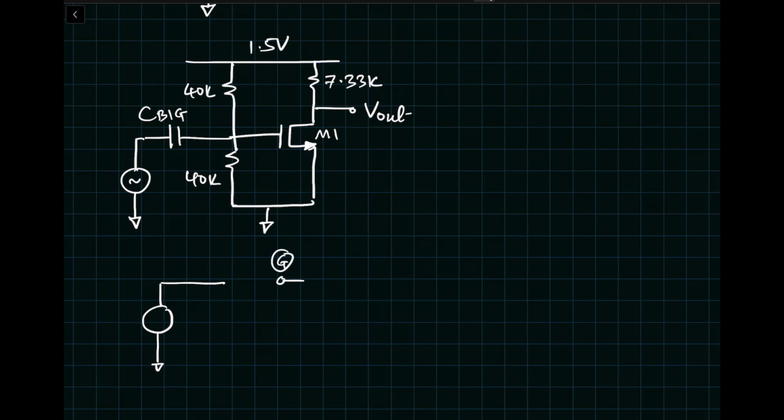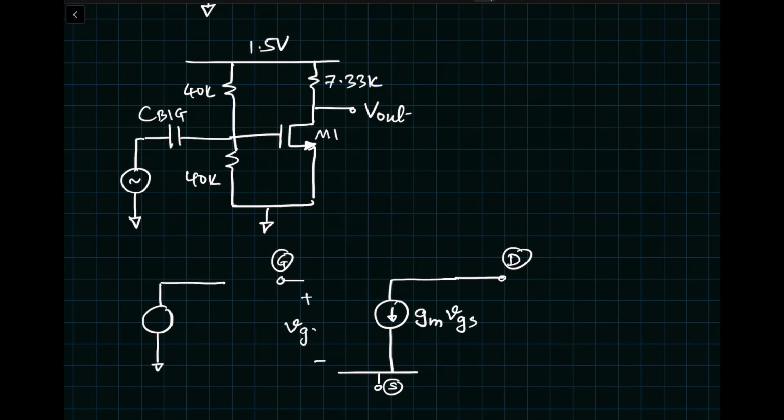So this would be your gate terminal, this would be your drain terminal, and this is your source terminal. So first thing is we draw the transistor small signal AC analysis model, which is gm VGS, which is here VGS. Again, VGS is an AC quantity here, and we have an output resistance Rout for the transistor. We have 7.33K of a load resistor here. The other end of the resistor will be connected to ground, just like the source is connected to ground.